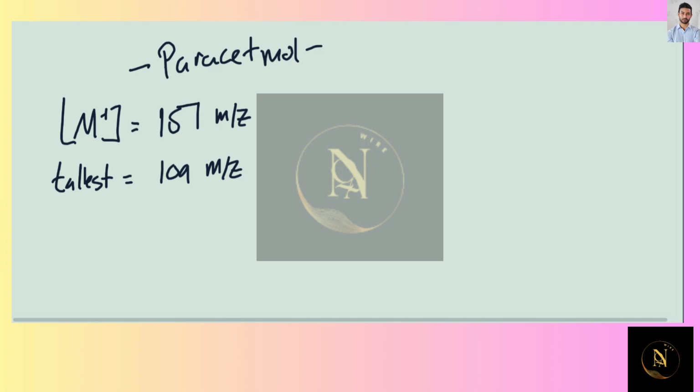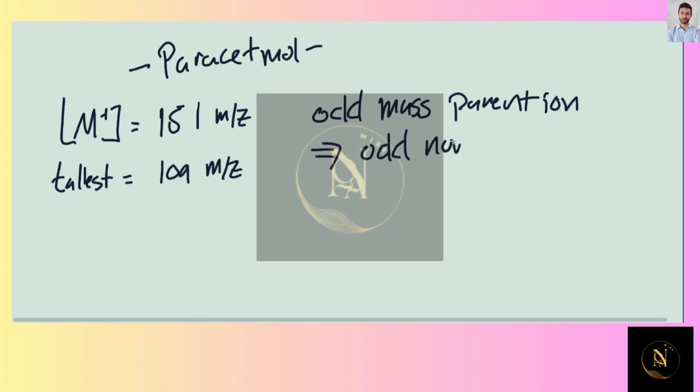Okay, just wanted to point that out because that's important, right? We basically just use the peaks at 151 and 109 to make two observations, right? So the first observation you could make is that the parent ion has an odd mass. Which, as we know, implies that we have an odd number of nitrogen atoms.